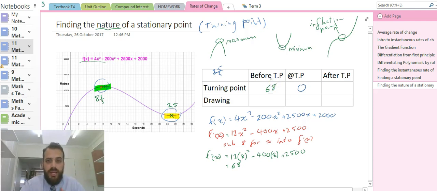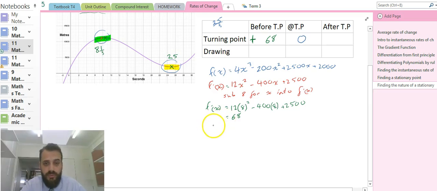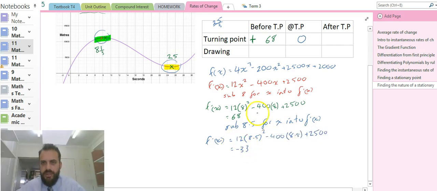Now it doesn't really matter what that number is. The question is, is it positive or negative? It's positive. Big plus sign. Turning point, it is 0. And after the turning point, well, I'm using 8 1/3 here. So if I want to test after the turning point, I can use like 8.5. And the answer is negative 33. So after the turning point, negative 33. I don't really care about the number. What's important is the negative sign. So positive sign, 0, negative sign.